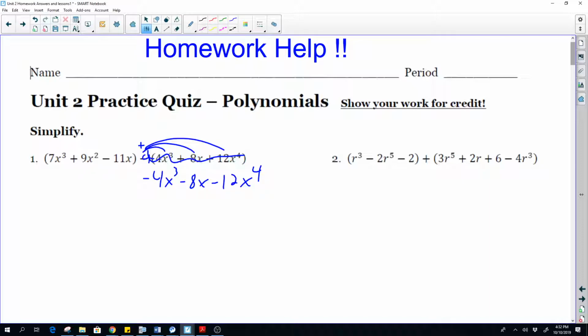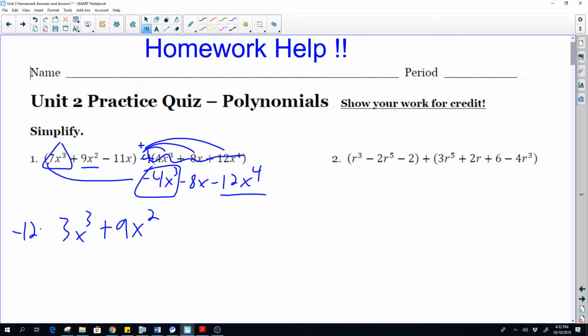Okay, so we go highest power first, so 7x cubed with a -4x cubed. 7 minus 4 is 3. So we have 3x cubed, beautiful. Then we have a 9x squared with a, that's it? Wow. So we don't combine that with anything. We have a -12x to the 4th power? Okay, I guess that should be listed first. Highest power first. There we go.